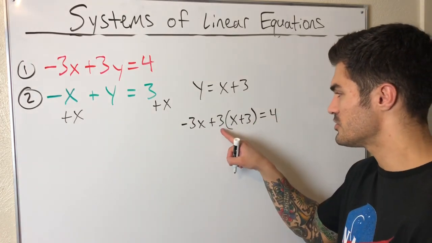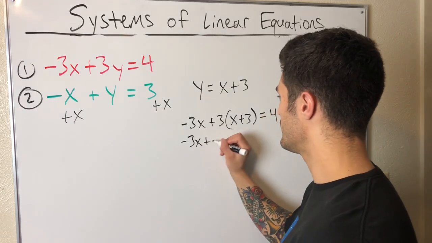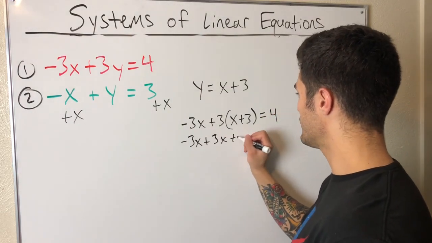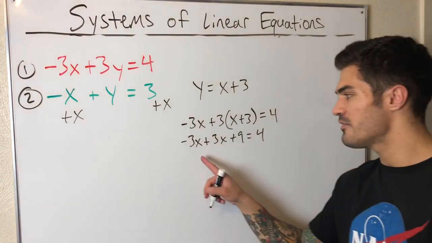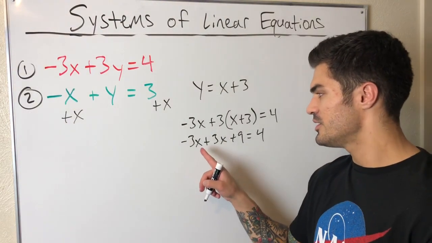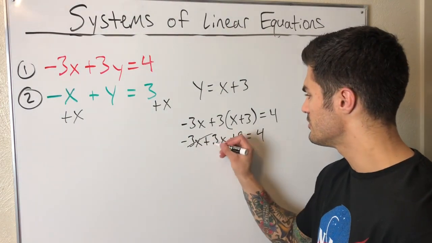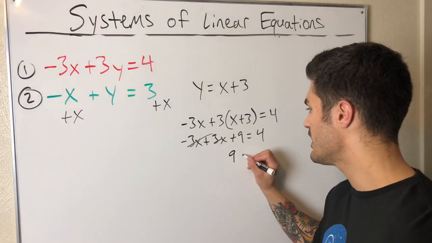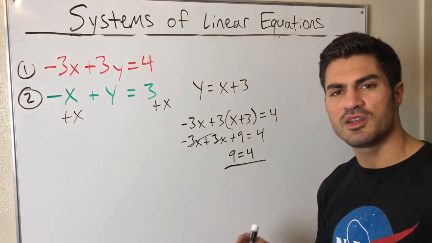So now first I'm going to distribute this 3. So I have negative 3x plus 3x plus 9 equals 4. Look, I have like terms, but wait a minute. Negative 3x plus 3x, those just cancel, right? That's just 0. So what am I left with? 9 equals 4. So I'm left with this statement, which is clearly not true.